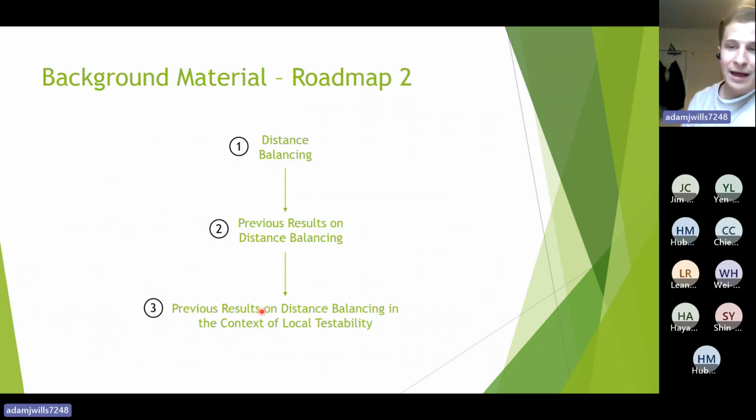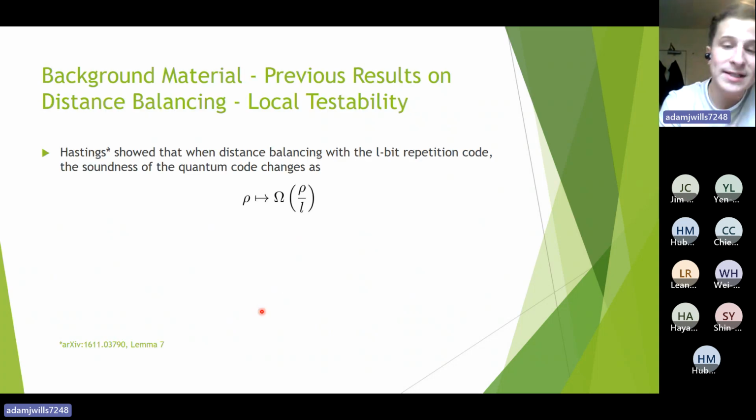And then finally, the results on soundness and local testability. So it was shown by Hastings in 2016 that when you distance balance using the L-bit repetition code, the soundness of the quantum code changes as shown here. So the old soundness gets divided by the length of the repetition code. And this symbol omega means that it is up to constants, at least this.